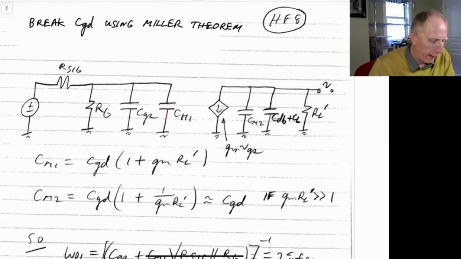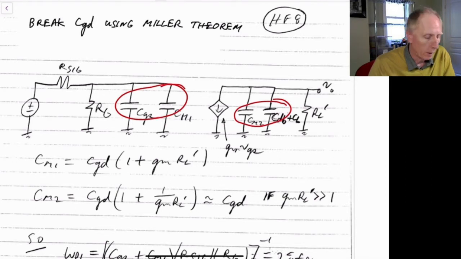So now that we have this circuit, the C gate to drain capacitor broke up into two sides, on either side. We see that we now just have a capacitor over here, which is combined, so CGS plus CM1, and that will create a high frequency pole. And then we have a capacitor on the right hand side, which is these two capacitors combined, which create another high frequency pole. So this circuit has two high frequency poles.